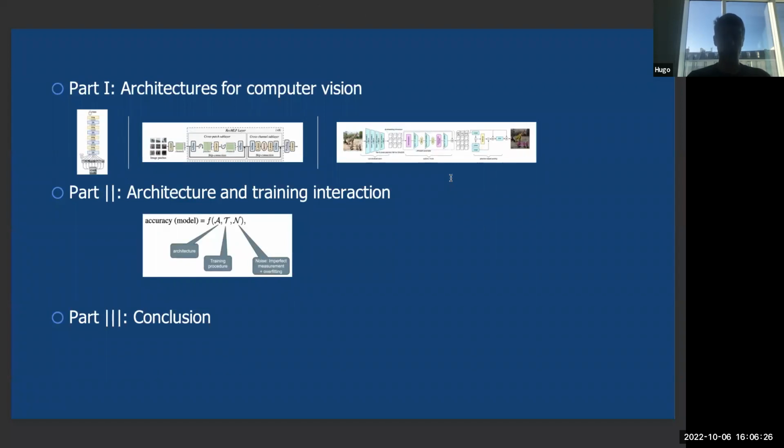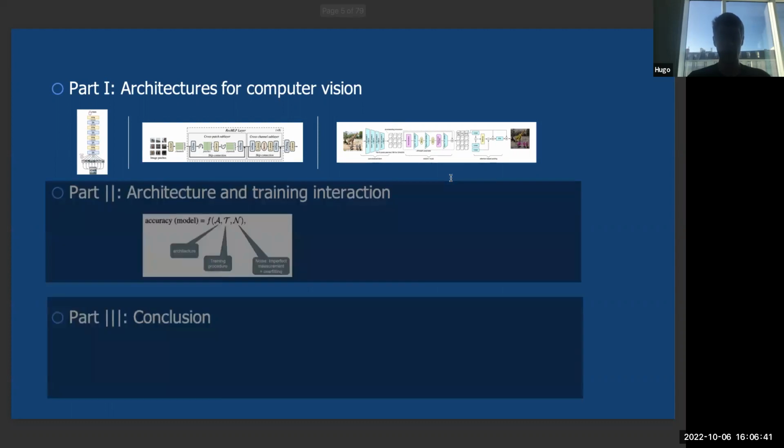To explain that, I will talk in the first part about architecture for computer vision. After that, I will talk about architecture and training interaction. And in the last part, I will conclude these different points. So first, architecture for computer vision.